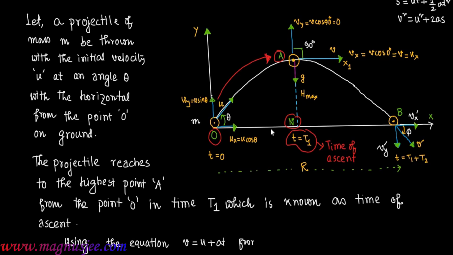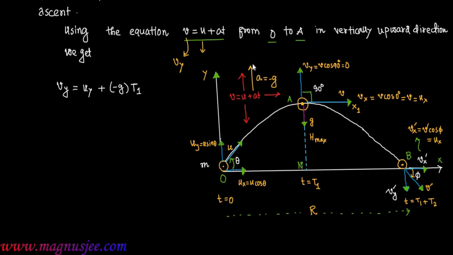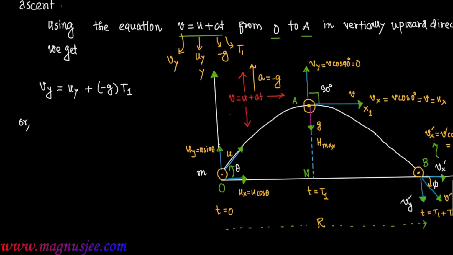Hence we can write, using the equation v equal to u plus at from the point O to A in the vertically upward direction, Vy will be equal to Uy minus g T1, not plus g T1, it should be minus g T1. Here acceleration a is minus g, v is equal to Vy, initial velocity u is equal to uy, and the time small t is equal to capital T1. Now the vertical component at the highest point A is Vy, which is equal to 0.